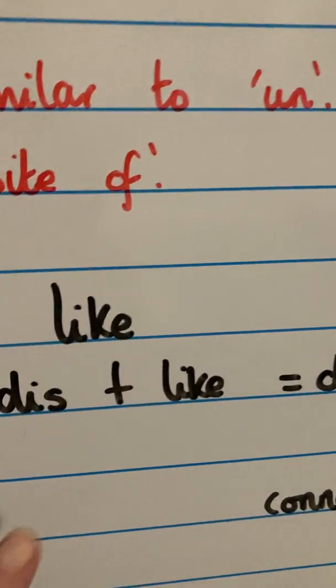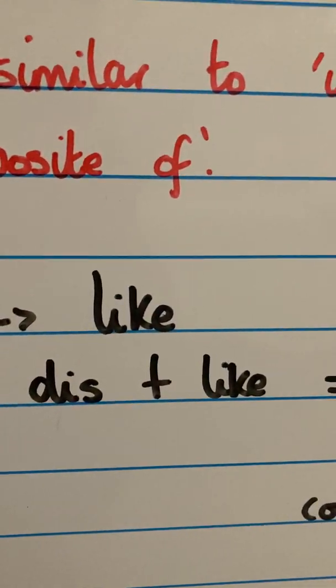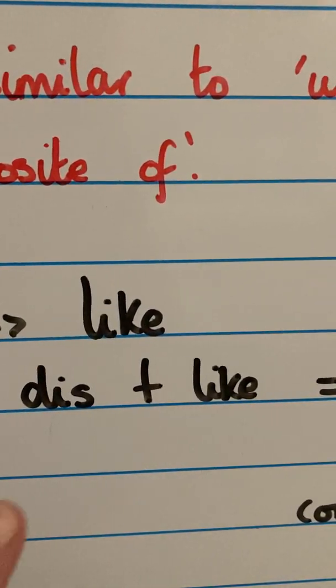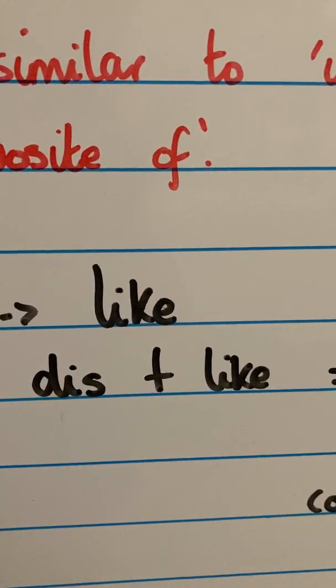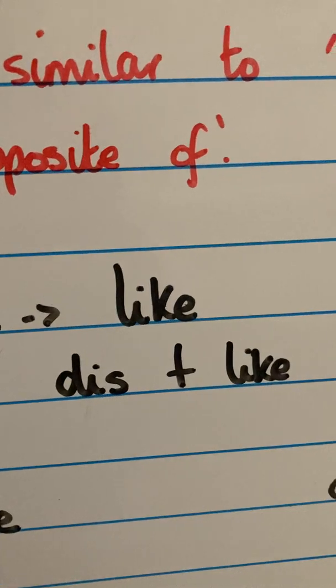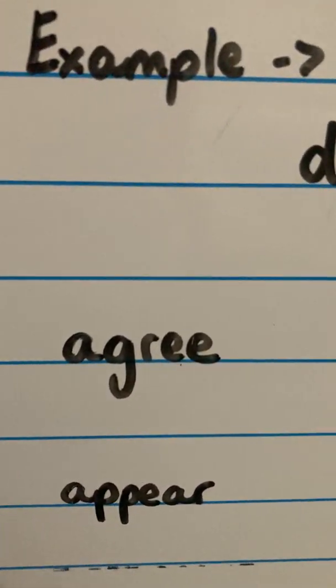Okay, so dislike means if you like something, that means that something might make you happy and you really enjoy something. And if you dislike it, that's the opposite. That means that you don't like it. Okay, so you dislike. Let's have a look at some more examples down here.